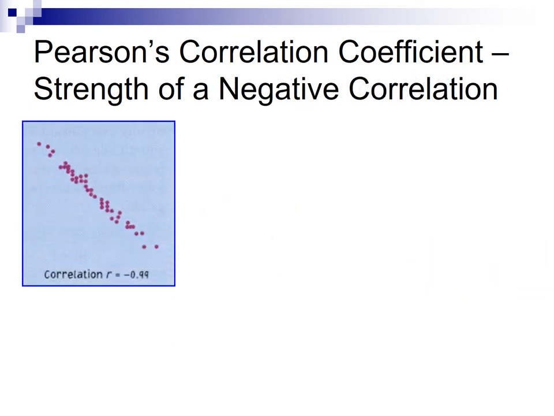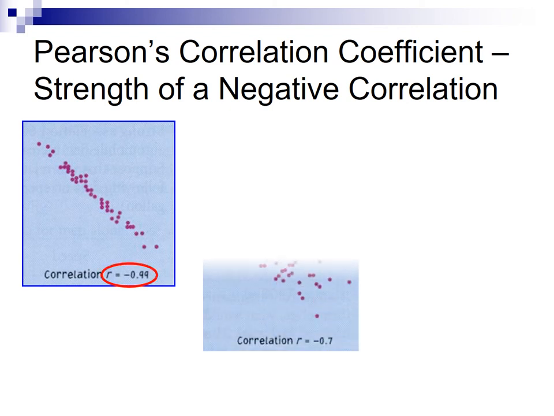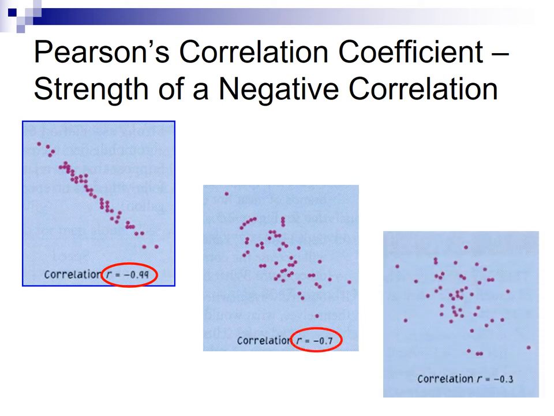When the correlation is negative, it could be strongly negatively correlated, such as negative 0.99, moderately negatively correlated, such as negative 0.7, and weakly negatively related, such as negative 0.3.